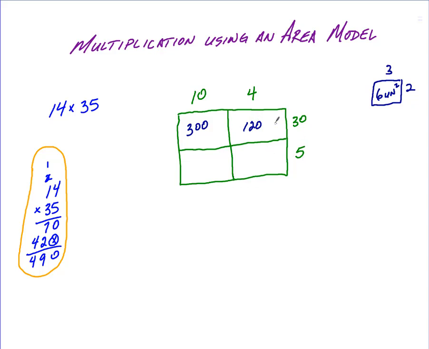We'd keep going. 5 times 10 is 50, and 5 times 4 is 20. And then, just like if we were finding how much carpet we need for those 4 rooms, we would add those 4 individual areas together.